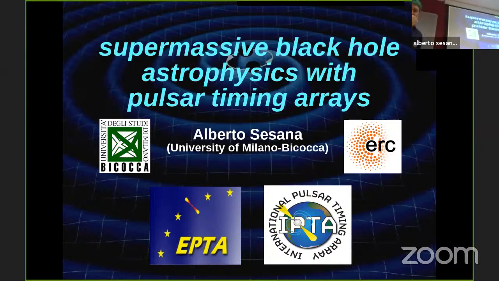Gravitational waves from supermassive black holes, and he will speak today about how to detect this with clocks, with pulsars.